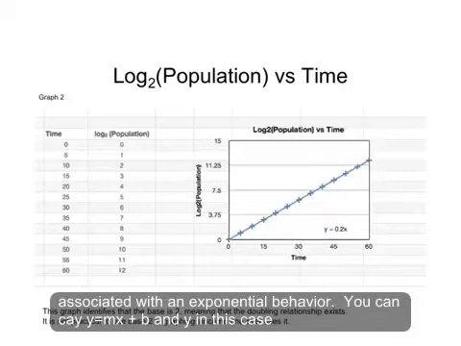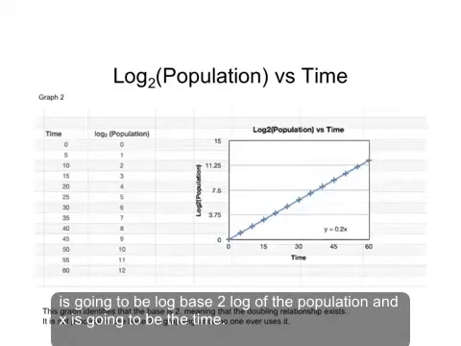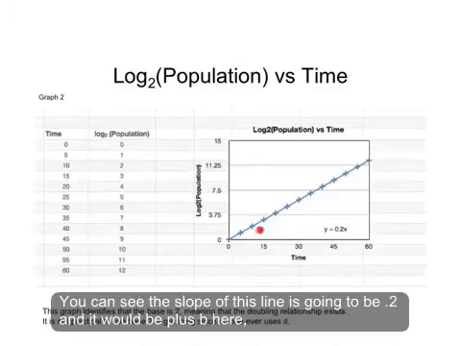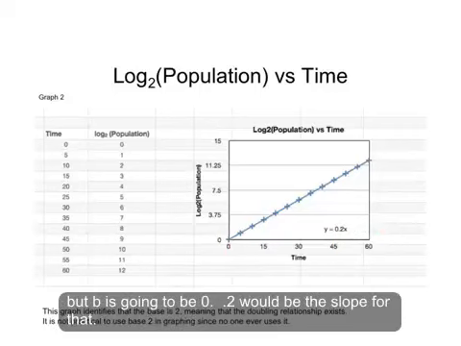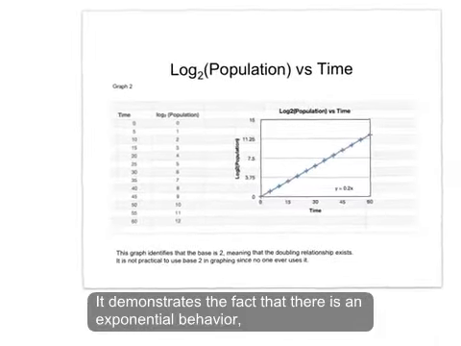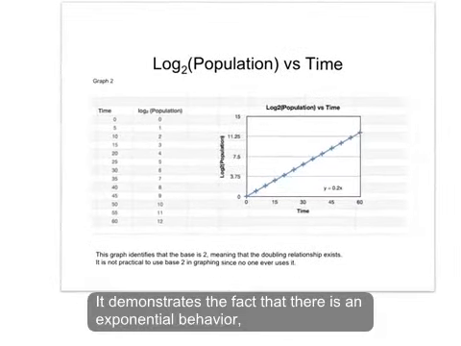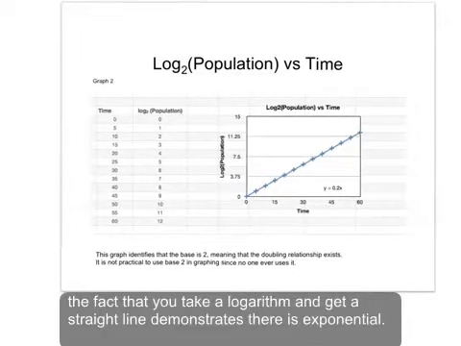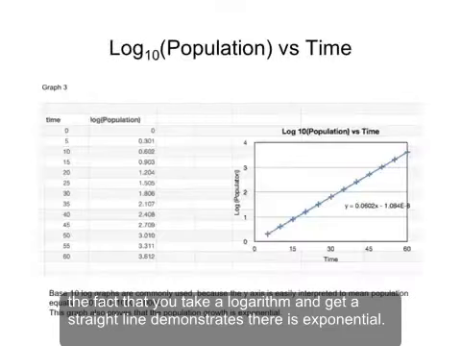And so you can say y is equal to mx plus b, and y in this case is going to be the log base 2 of the population, and x in this case is going to be the time. So you can see here that the slope of this line is going to be 0.2, and it would be plus b here, but b is going to be 0. So 0.2 would be the slope for that. So it certainly demonstrates the fact that there is an exponential behavior. The fact that you take a logarithm and get a straight line demonstrates that there's exponential.